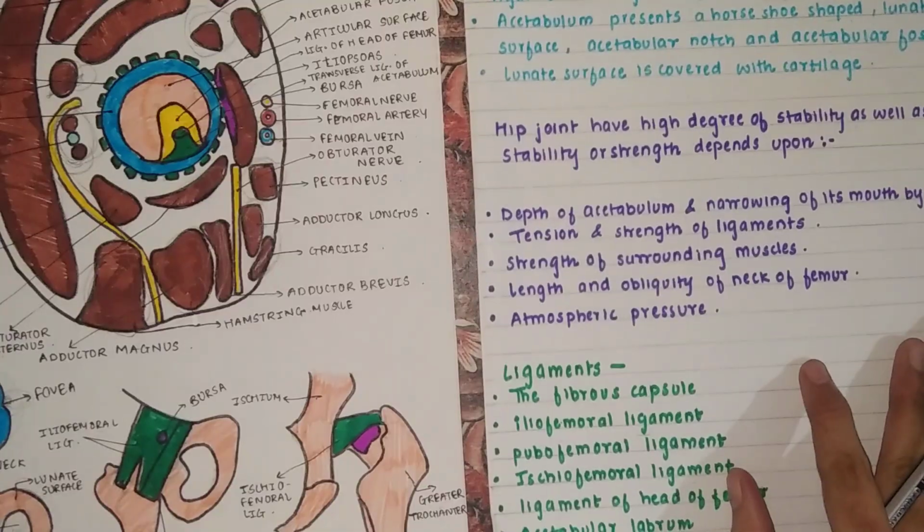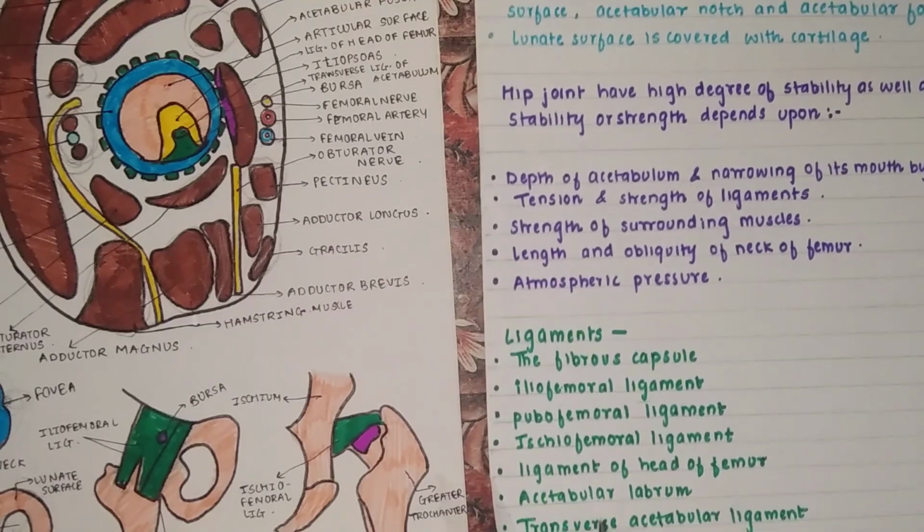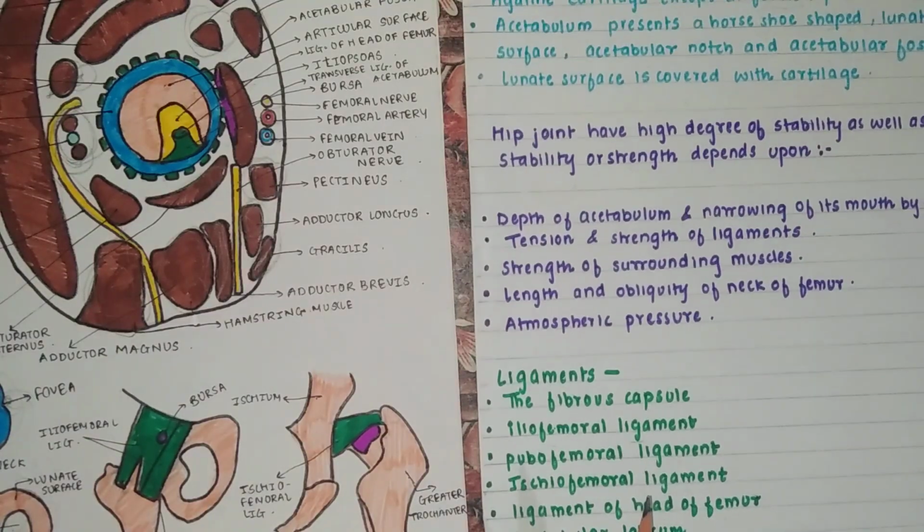We have a number of ligaments which support the hip joint, that is fibrous capsule, iliofemoral ligament, pubofemoral ligament, ischiofemoral ligament, ligament of head of femur, acetabular labrum, transverse acetabular ligament. We will be seeing these ligaments one by one.